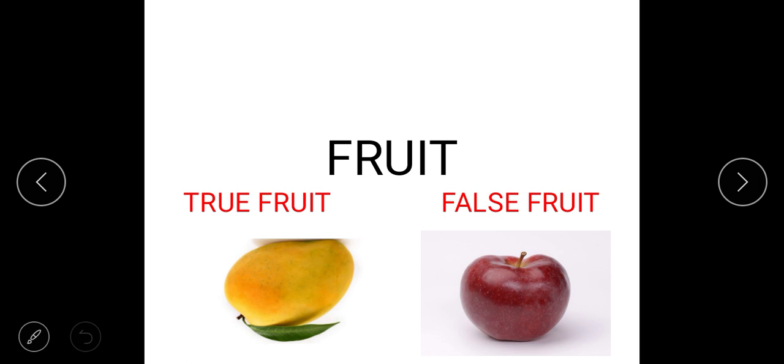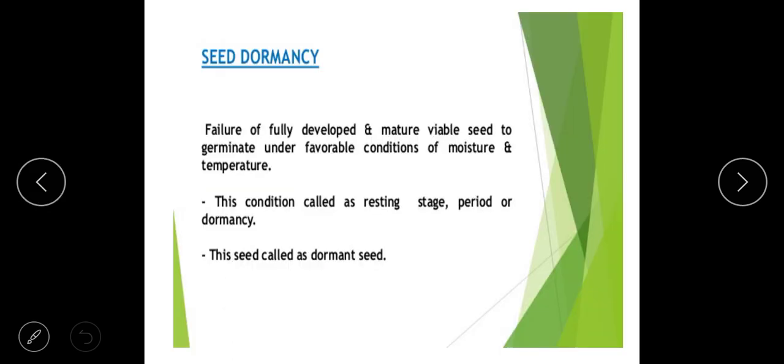Seed dormancy is caused by various factors such as the hard seed coat, the presence of certain chemicals like abscisic acid on the seed coat, as well as a rudimentary embryo. It can be broken by various means, either by rubbing the seeds or by treatments such as treating them with acids or soaking them in water for some time and then sowing them.